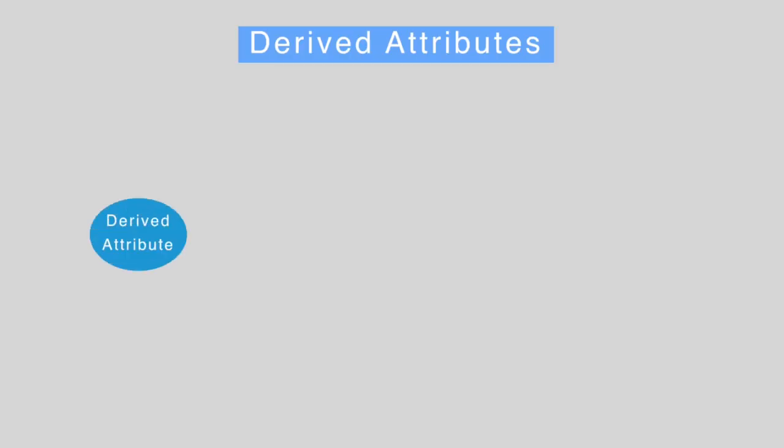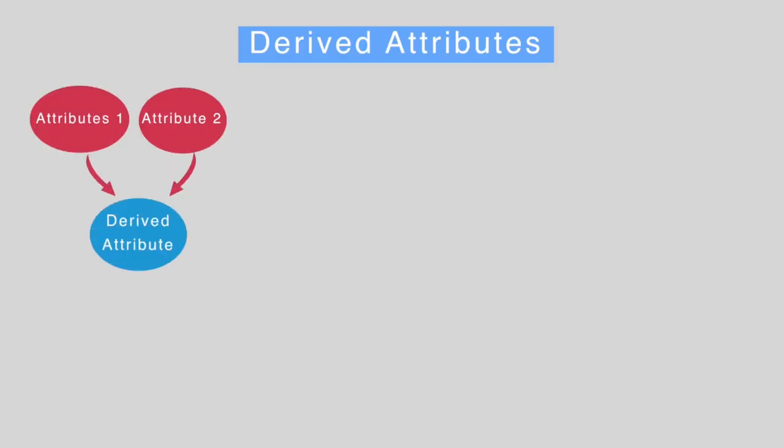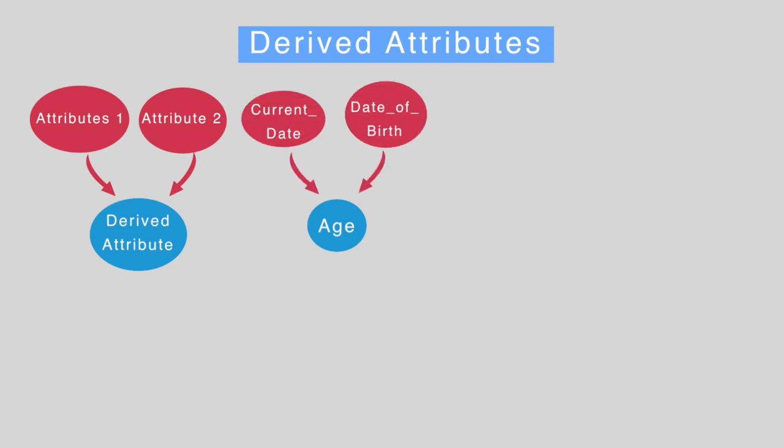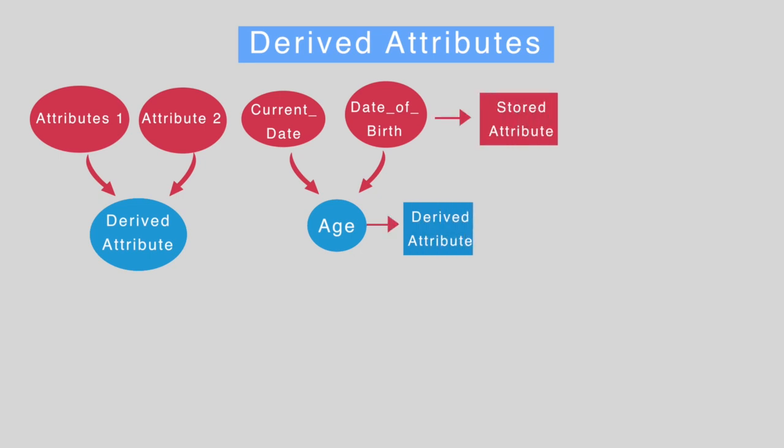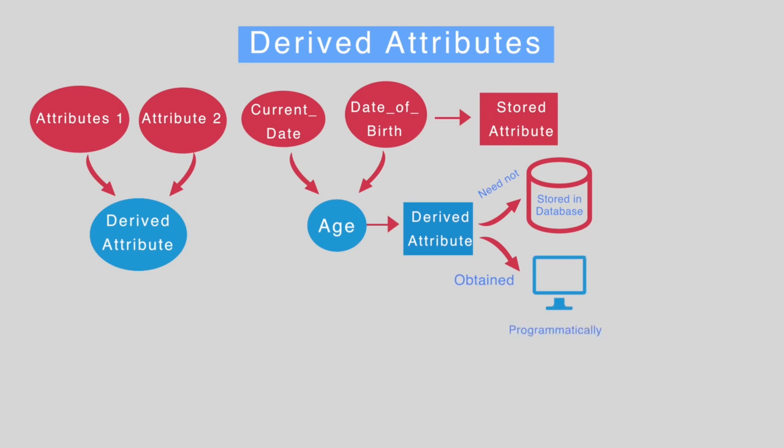The derived attributes are derivable from one or more other attributes. For example, the value of the age attribute can be derived from the current date and the date of birth of an employee. So the age attribute is called a derived attribute, and the date of birth attribute is called a stored attribute. These derived attributes need not be stored in the database, and they can be obtained programmatically. This will save storage space, and it can ensure that the attribute value is up to date.